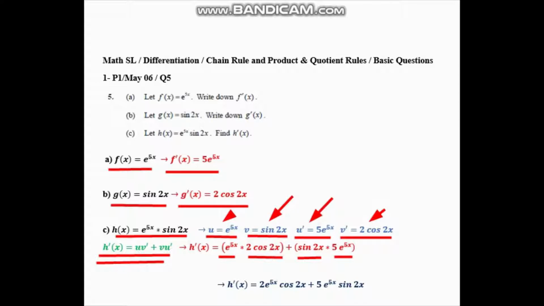All that remains for us to do is to rewrite the expression in a nicer way. Of course, this is a correct final answer right there in red. However, if you would like, you can rewrite the answer in a nicer looking way. So we have 2e to the power of 5x cosine 2x plus 5e to the power of 5x sine 2x, and the problem is done.